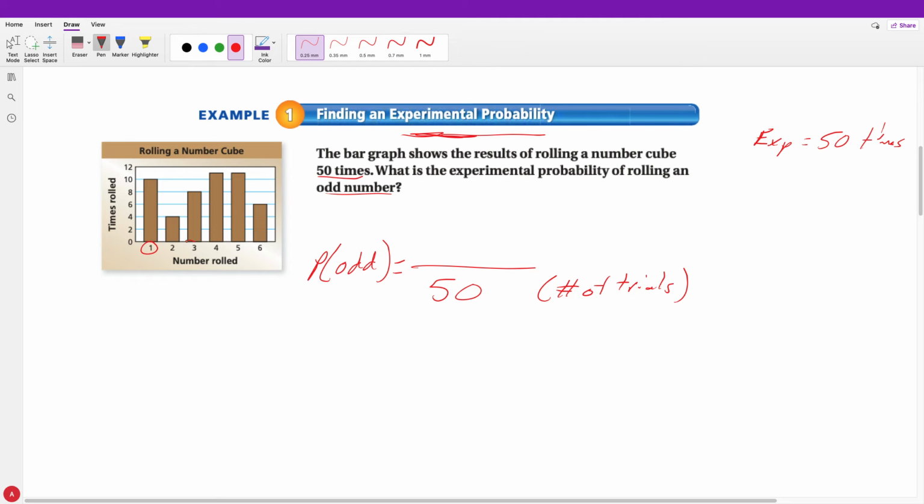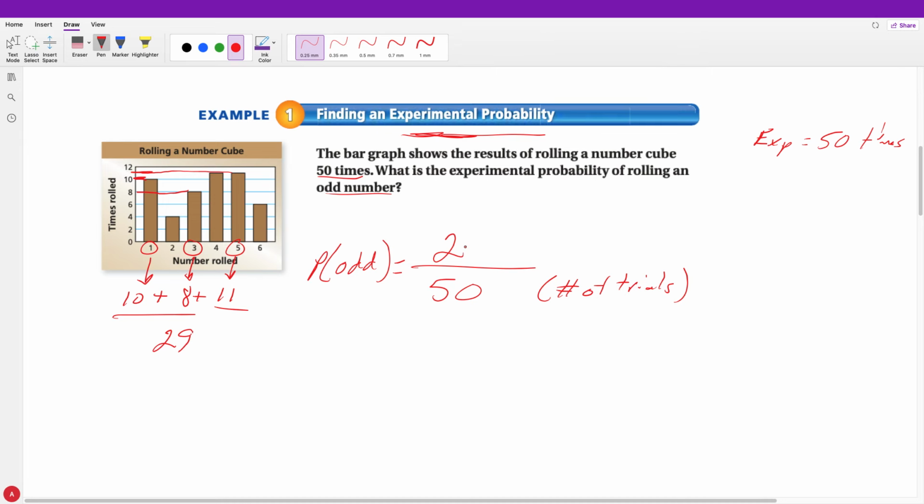So our odd numbers are 1, 3, and 5. Well, this 1, we see it rolled 10 times, so we know that we had 10 ones. Our 3, we see that we rolled it 8 times, so we know that we had 8 of those. And with this 5, you see it's halfway in between, so that means that it was 11 times. So if we want to do odd, we would add all of them together. So it's going to be 18 plus 11, which is 29.